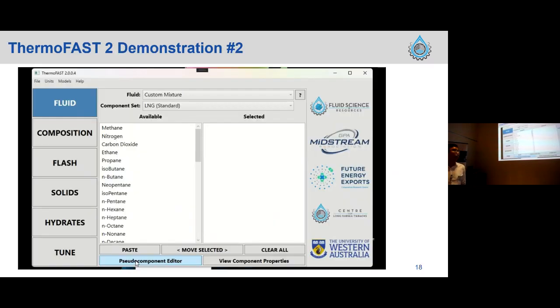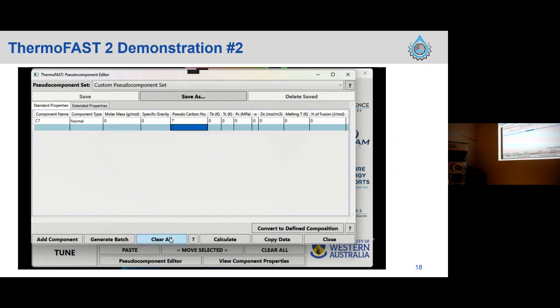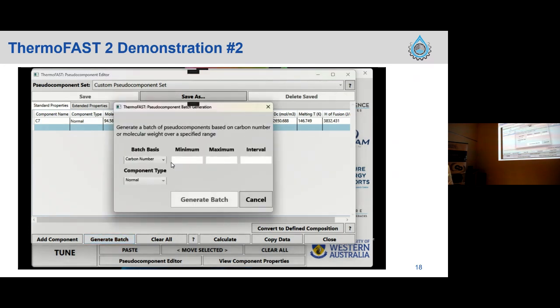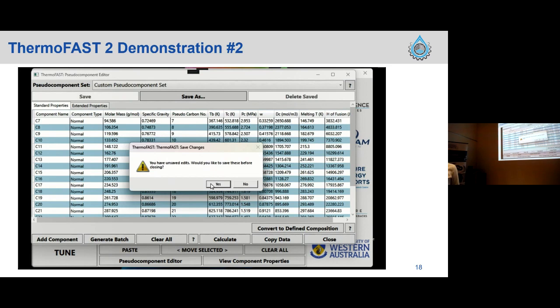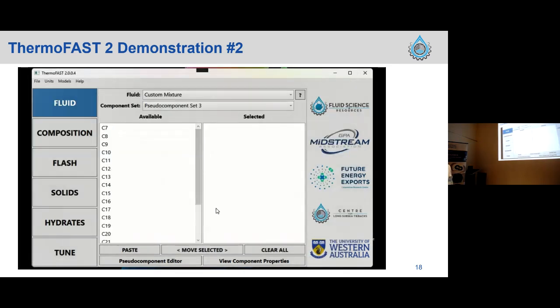Now I'm going to show a second demonstration. This is showing how we can define acidic components within ThermoFAST 2. You can enter properties such as just the carbon number, or if you have more detailed information, the molar mass or the specific gravity. Or you can generate a batch of them based on the carbon number, and you can see it generates all the critical properties needed using the EOS. We can save these properties and use them for later.